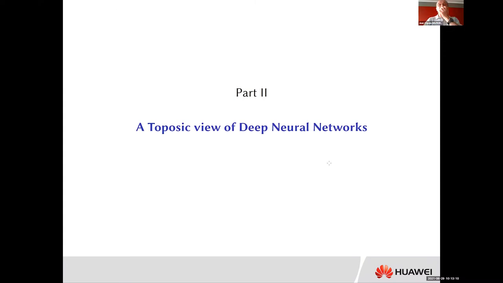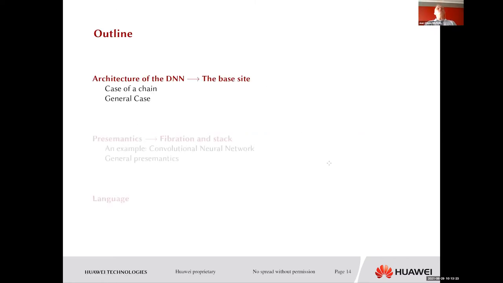Okay, so after this very brief introduction on machine learning and neural networks, let's go into a topos view of deep neural networks. Very briefly, it's possible first to model a neural network by using Grothendieck toposes. It can be done in several steps. The first one is based on the architecture of the DNN, the deep neural network, and it will constitute the base site, the base Grothendieck site.